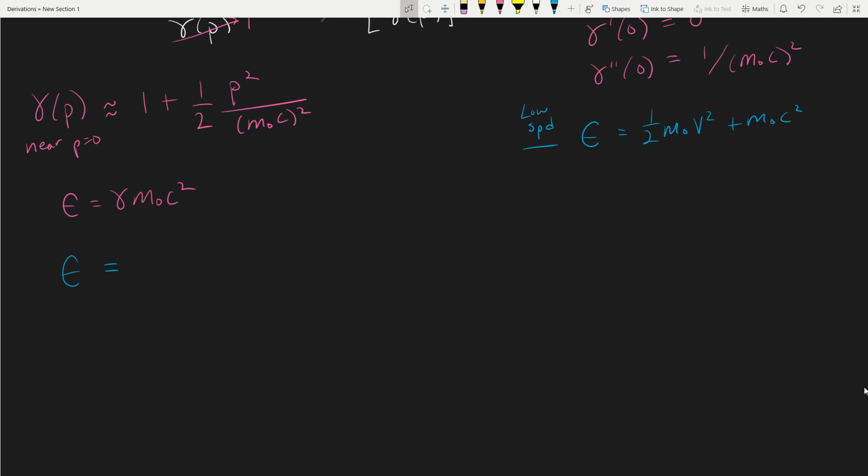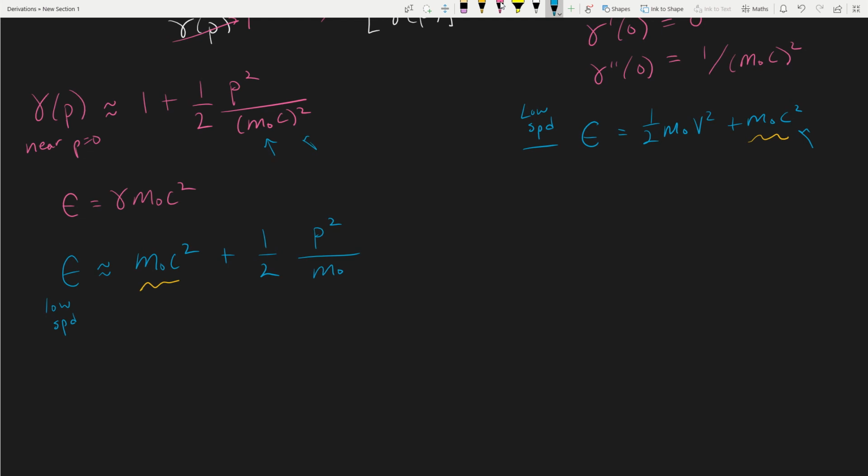So at low speed, plugging everything in, take our approximation of gamma at low speed. I guess I should use approximately equal to at low speeds. It's equal to m naught c squared. So that's good. One of our terms pops out right away. It's this one. And then we get a plus half. Well, the p squared stays on top. This is an m naught squared, and we have 1 on top, so we keep 1, and the c squareds cancel. This c and this c cancel.